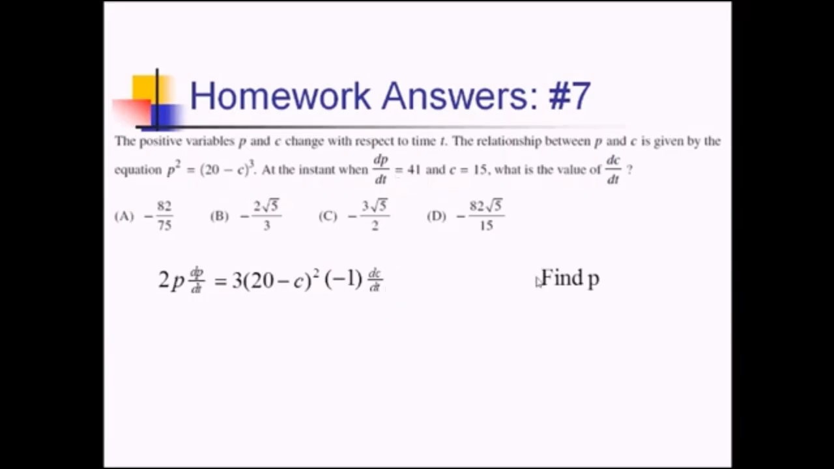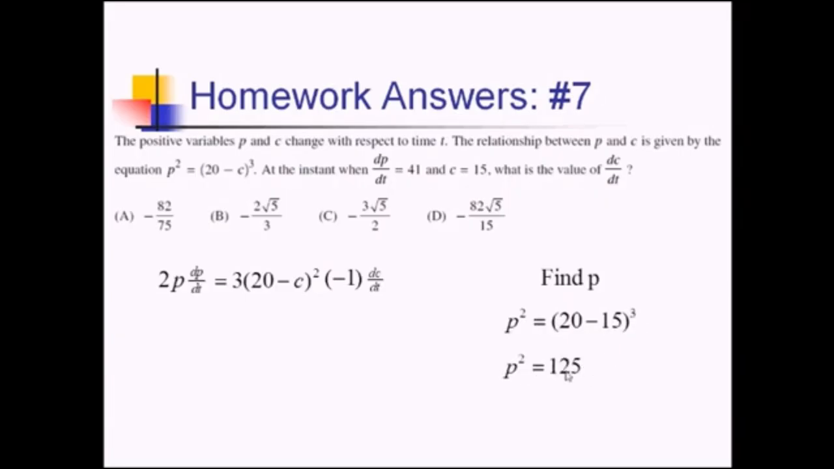So to solve for p, we're going to go back to the original equation up here. p squared equals 20 minus c to the third power. Because again, we know what c is. So all you need to know to find p is to know what c is, plug it in, and solve for p. So doing that, we've got p squared equals 20 minus 15 cubed. So that means p squared equals, let's see, this is 5 cubed, so 125.